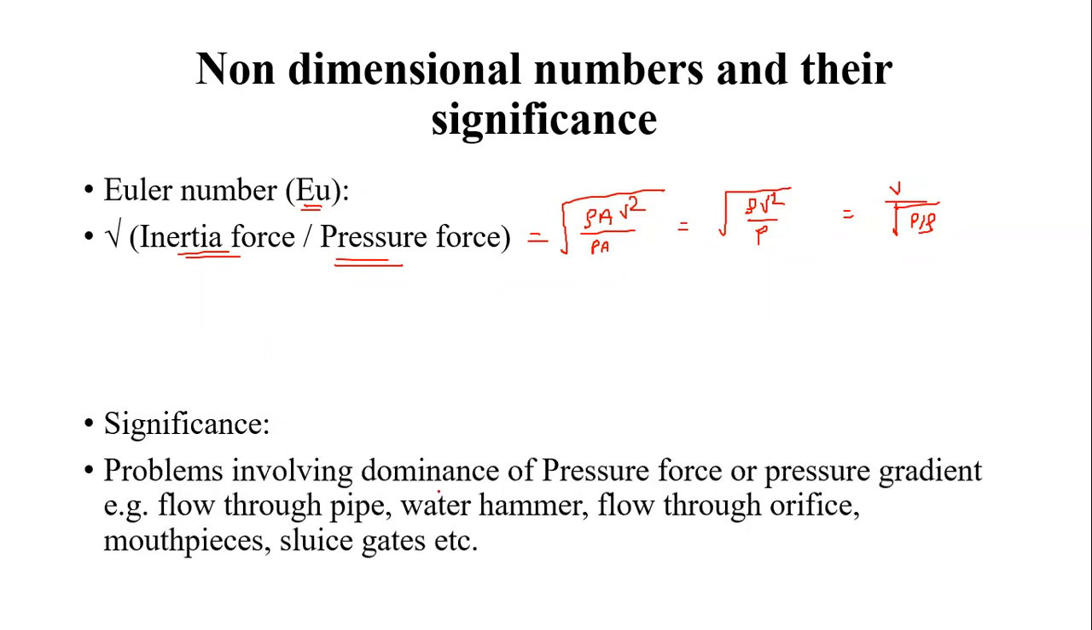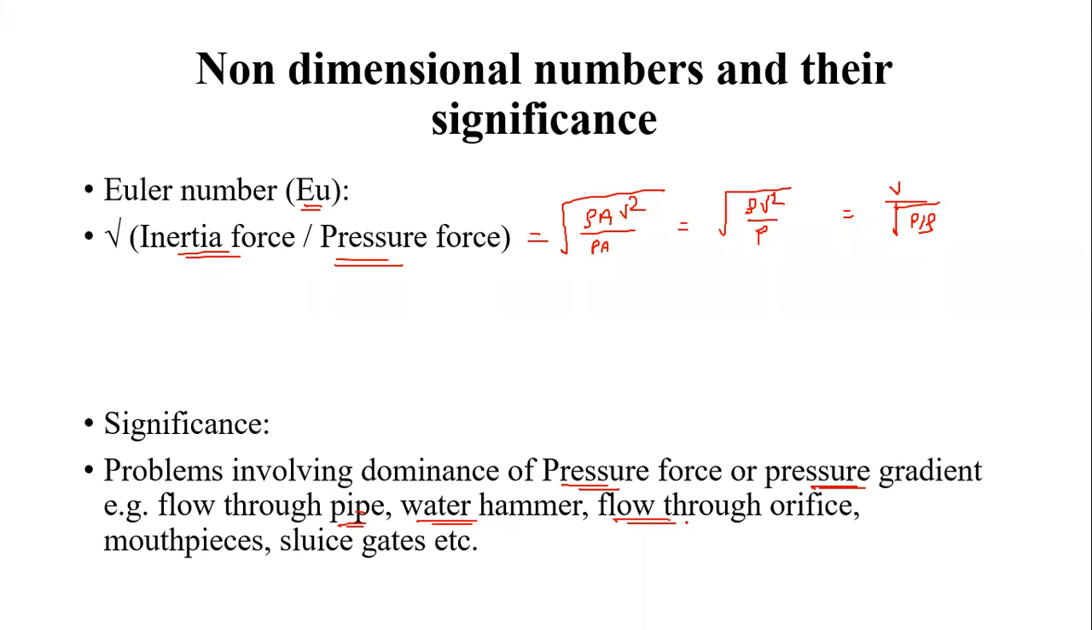That is, wherever pressure force is existing or a pressure gradient is existing, in that case we have to prefer the Euler number. That is for the flow through the pipes, because their force is a pressure, that flow is under pressure. Then water hammer, it is also due to the water pressure.